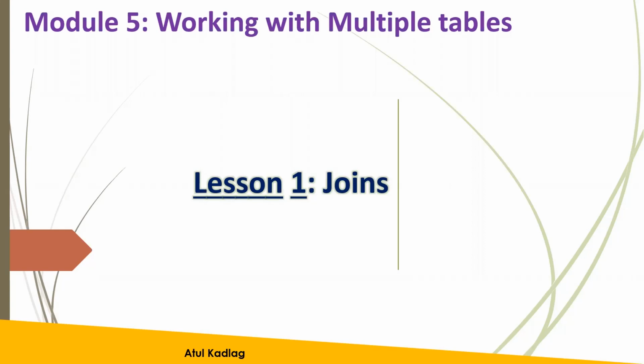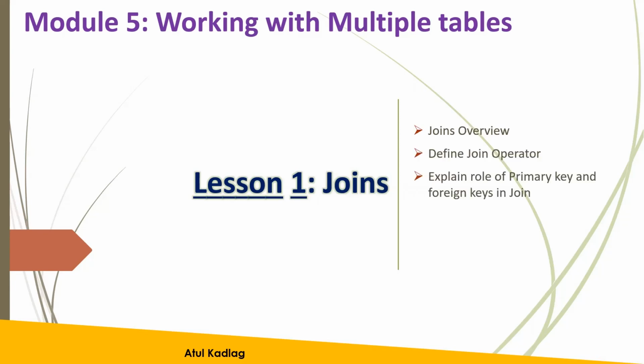Now we need to go to some advanced concepts where we want to understand how we can work with multiple tables. For that, we will understand joins: what joins are and how they can be used, what a join operator is, the role of the primary key and foreign keys in a join, and list different types of joins.